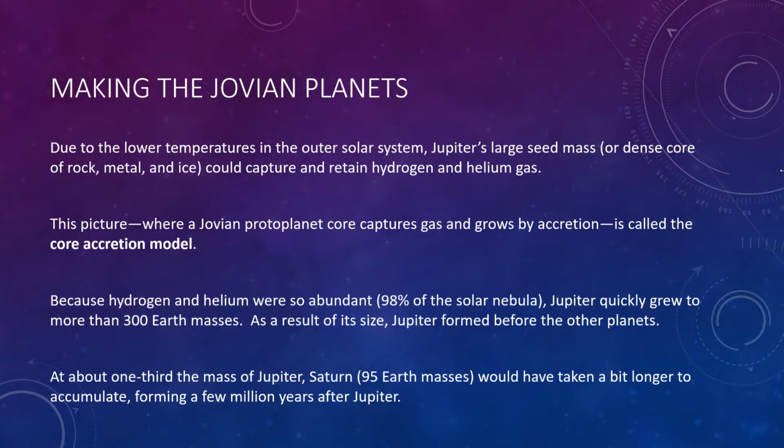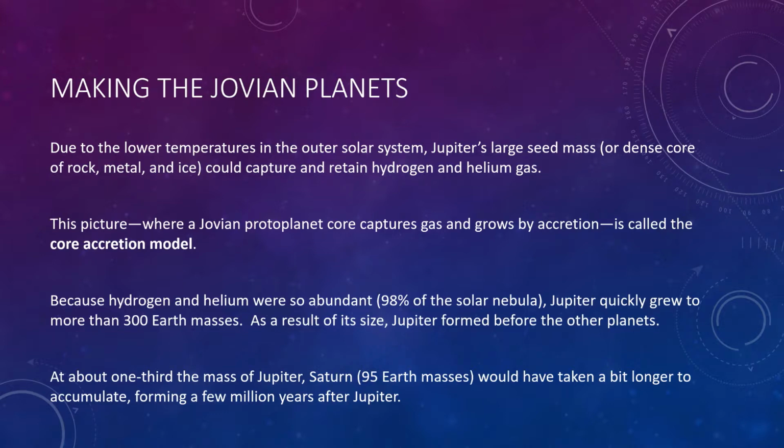surrounding solar nebula. This added gas made their gravity stronger, allowing them to capture more gas. Ultimately, the Jovian planets accreted so much gas that they bore little resemblance to the icy seeds from which they grew. Due to the lower temperatures in the outer solar system, Jupiter's large seed mass could capture and retain hydrogen and helium gas. So this picture, where a Jovian protoplanetary core captures gas and grows by accretion, again is called that core accretion model.